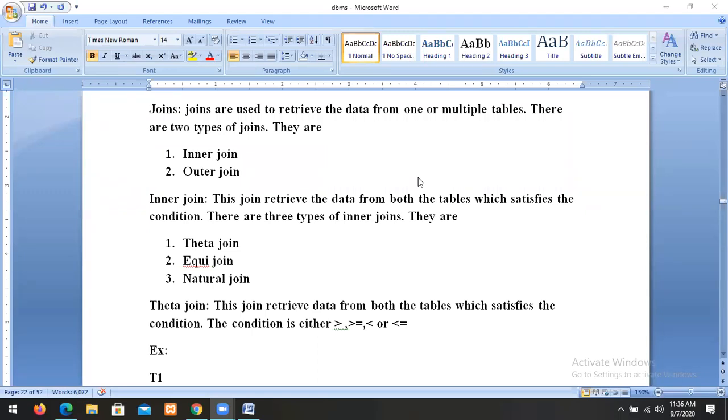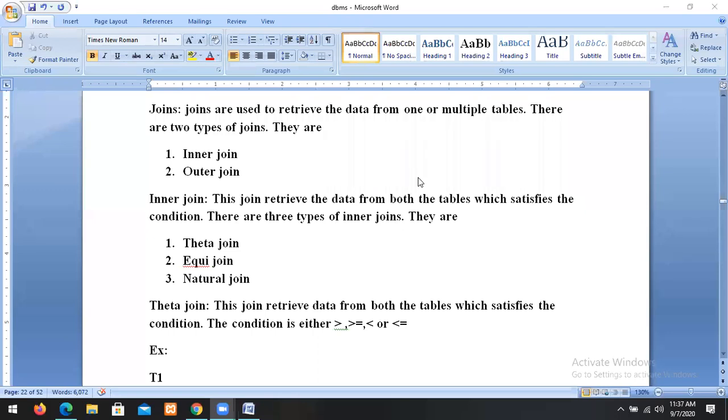There are three types of inner joins: theta join, equi-join, and natural join. In inner join, please note that it can retrieve the data when there is a match, when the condition is satisfied. The resultant table will get the data from both the tables when it satisfies the condition.